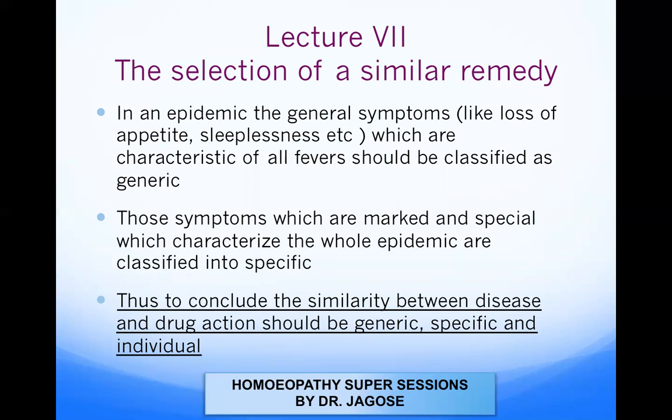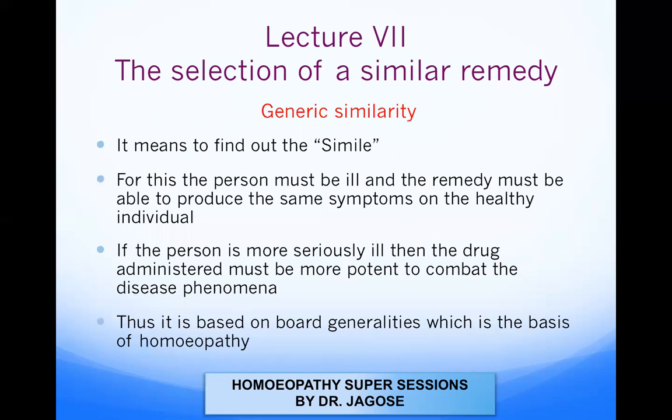Just to conclude, the similarity between disease and drug action should be generic, specific, and individual. So he says that the similarity between the disease and the drug action should be at the level of generic similarity, specific similarity, and individual similarity. In lecture 7, he has only described generic and specific. In lecture 8, he will describe the individual similarity.